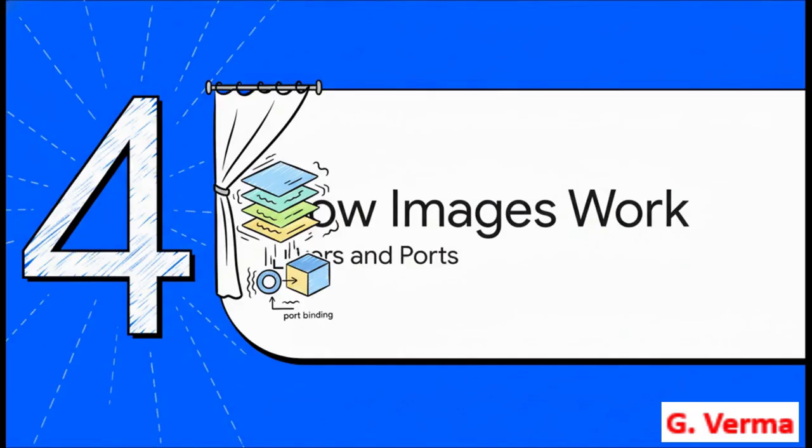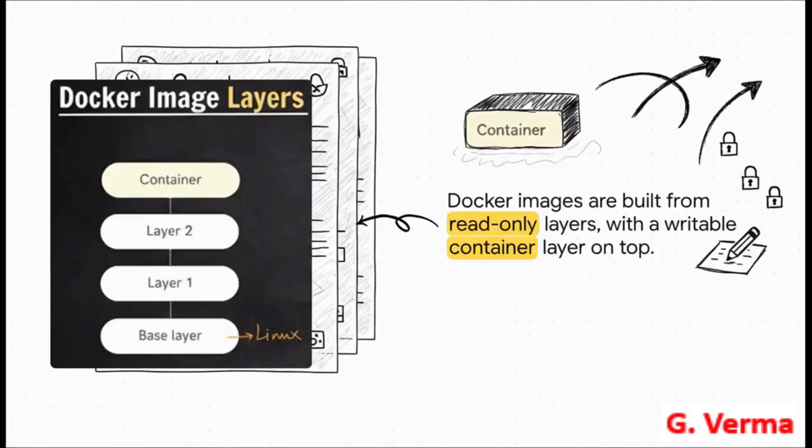All right, now we're getting to the really cool stuff, the magic behind why Docker is so fast and efficient. We're going to pull back the curtain on two key concepts, image layers and port binding. So try not to think of a Docker image as one big single file. It's actually more like a stack of layers, almost like those transparent sheets you'd use on an old overhead projector. Each layer is a set of instructions like install this program or add this file. And all those base layers are read-only. They can't be changed. When you start a container, Docker just slaps a thin, writable layer right on top, and that's where all your app's changes happen.